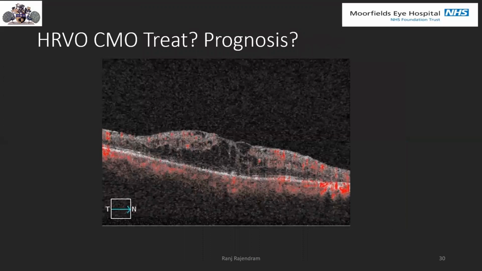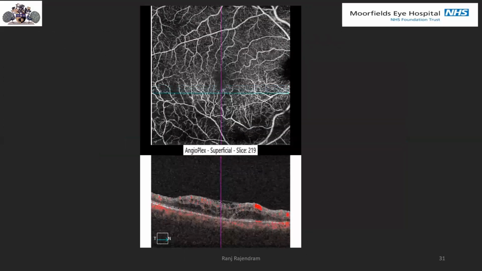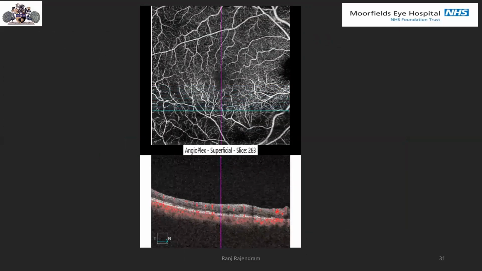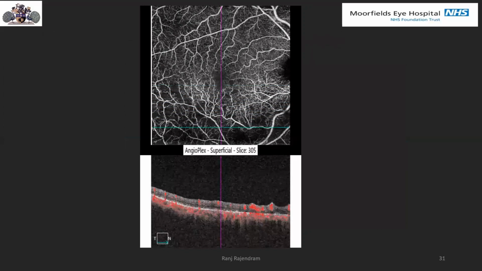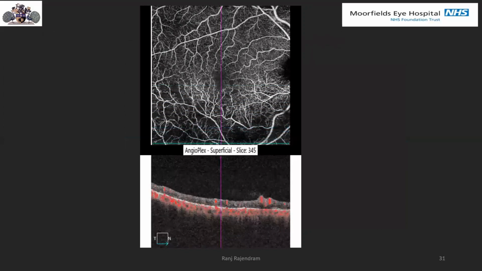Retinal vein occlusion. Here's a large amount of edema. Certainly anti-VEGF is a good option. If we look at the angio-CT, we can see that it's an inferior hemiretinal vein occlusion, and there's significant ischemia coming up towards the macula.